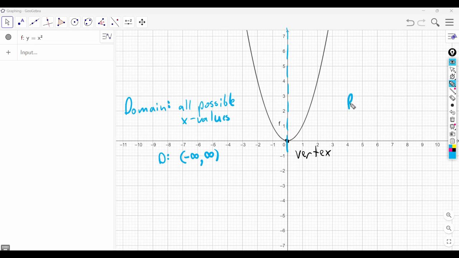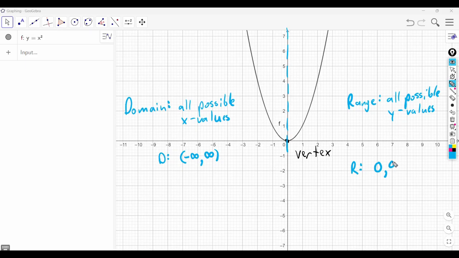So range is just all possible y values. So the range for this simple parabola, it can be as small as 0. So y is 0 here at the vertex. The vertex will always be the biggest or the smallest value for y. So that's something to keep in mind. So it goes from 0, and nothing stops how big y can be. It can go all the way up to infinity.